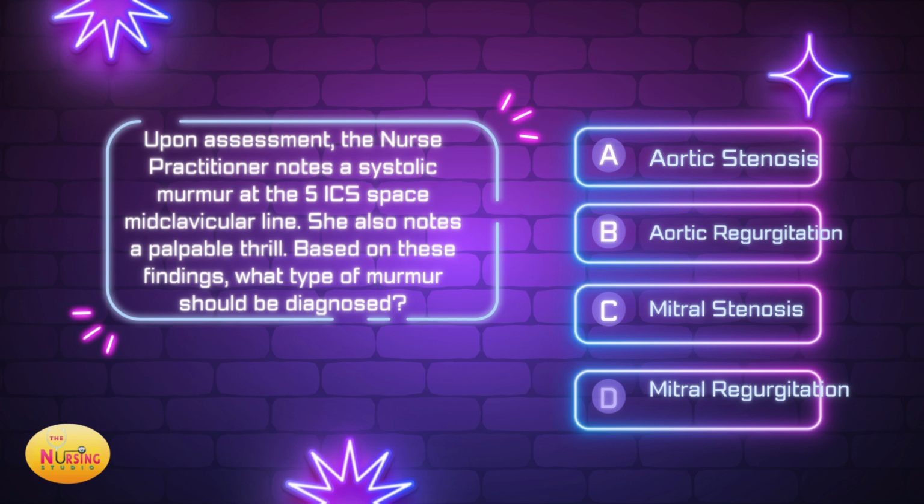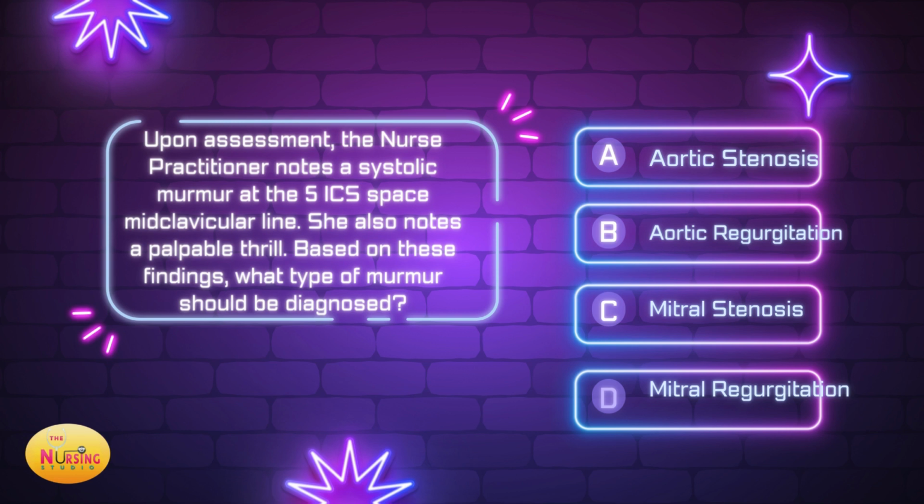All right, so the stem of the question states, based on these findings, what type of murmur should be diagnosed? Again, we're talking about diagnosis. We need to take a look back at the assessment. How do they present? What are the subjective and objective findings? Here, the assessment states that the nurse practitioner notes a systolic murmur at the fifth intercostal space, mid-clavicular line, and also notes a palpable thrill. Now, y'all know I have a whole murmur series and questions and videos. So if murmurs are not your thing, go check that out so you can make it your thing, so you can know it.